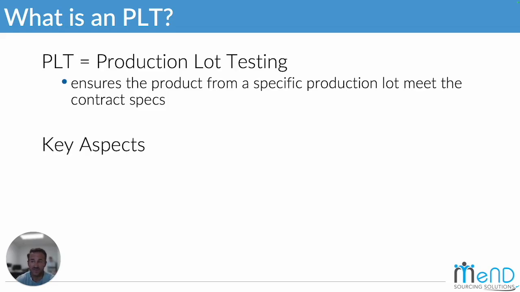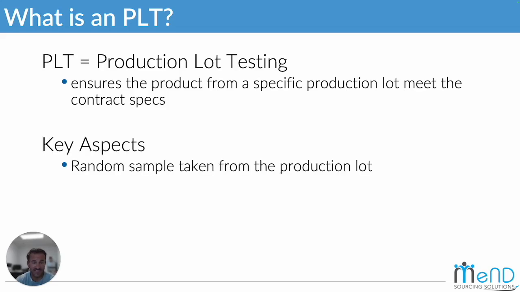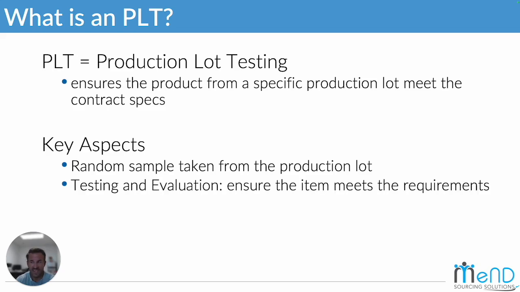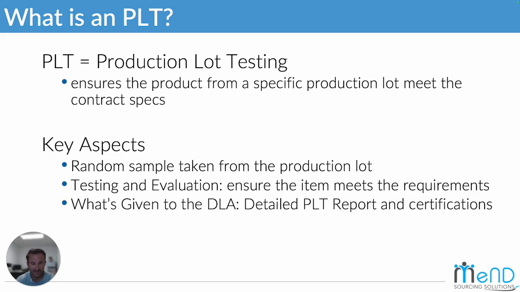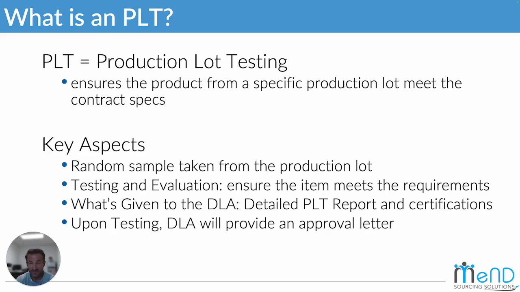So the key aspects of a production lot test: random samples are taken from that production lot that you're going to provide to the DLA, and what they're going to do is, again, test and evaluate it, and they want to make sure that it meets specific requirements. Just like with the FAT, we need to provide them with the samples, a detailed PLT report, which is slightly different than that of an FAT report, and certifications. Then they'll go through the testing, and then they provide you an approval letter.